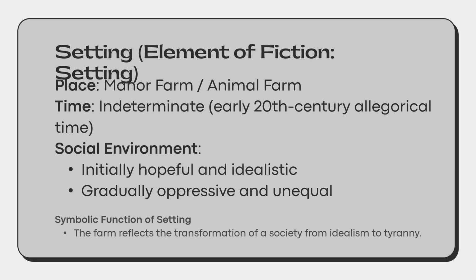Setting. The setting of Animal Farm is a farm in rural England, initially called Manor Farm and later renamed Animal Farm. While the physical location remains the same, the social and political environment changes dramatically. The farm becomes a symbol of a state that transitions from hopeful revolution to oppressive dictatorship. This transformation highlights how environments reflect political and moral decay.